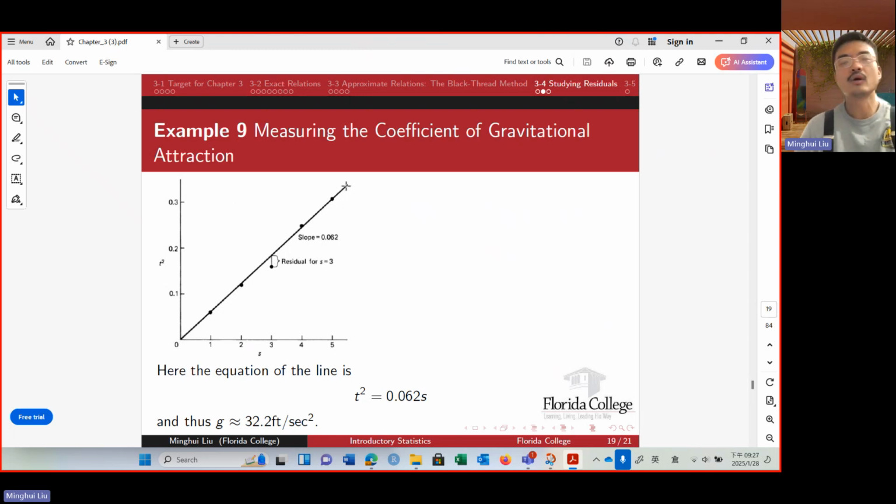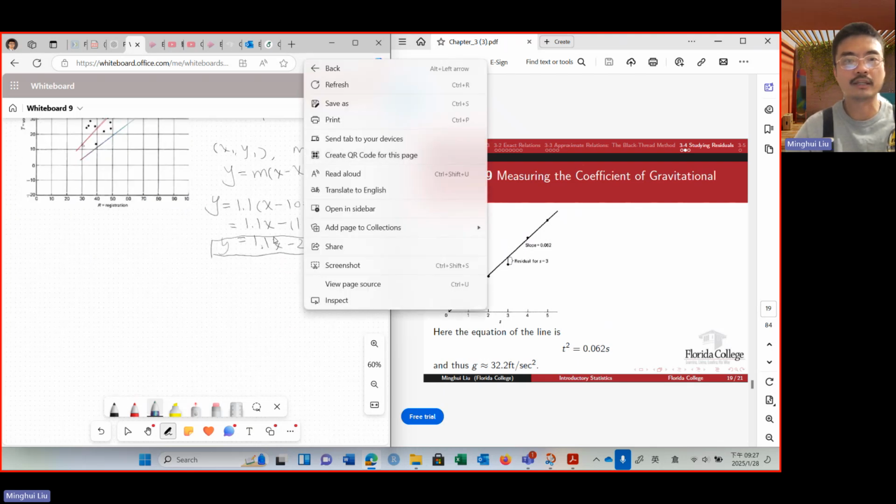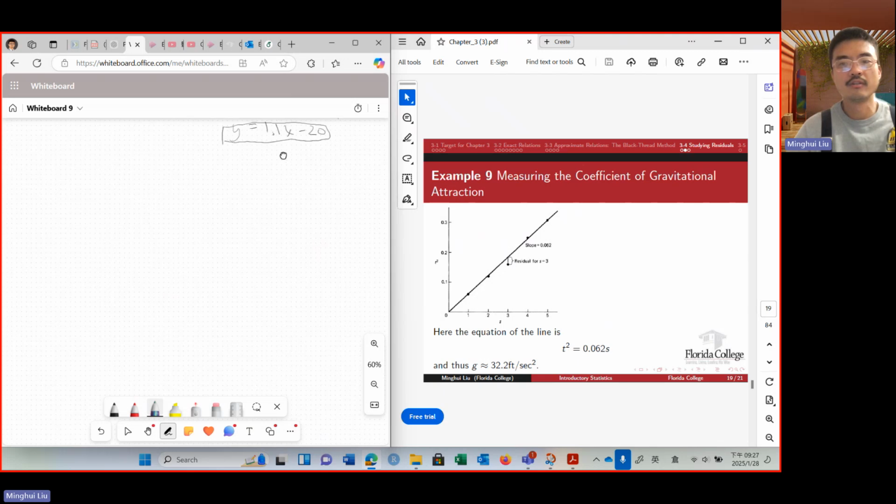And once we find this line, we can read a point from the line, find the slope, and have the equation of the line, where you plot t squared as the vertical axis and s as the horizontal axis, and t squared is equal to 0.062s. Now let's continue from here, and let's mention how we can find the gravitational constant from here.